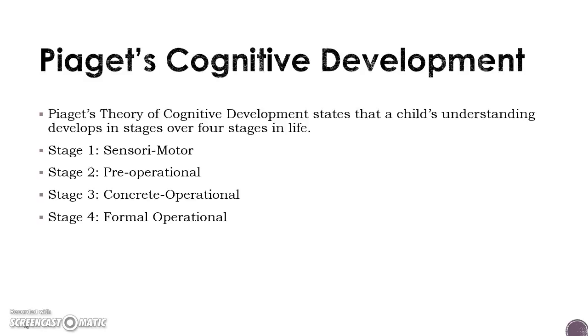Formal operational is from 11 and up. The student thinks logically, and they learn to think about abstract hypotheses, and they become concerned about their future.